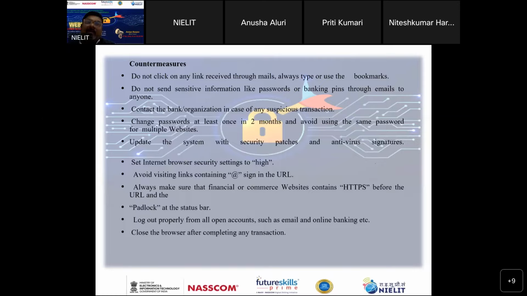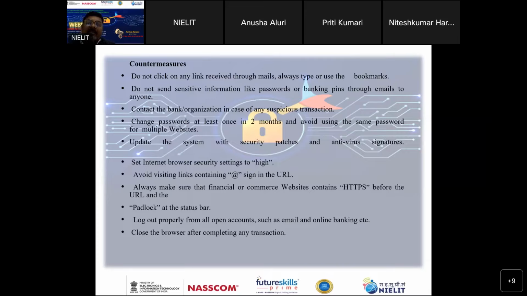Countermeasures. What are the countermeasures we should take to prevent these email attacks? First one is, do not click on any link received through email. Always type the address or use the bookmarks. Do not send sensitive information like passwords or banking PINs by email to anyone. In case of any confusion, we should contact the bank organization.